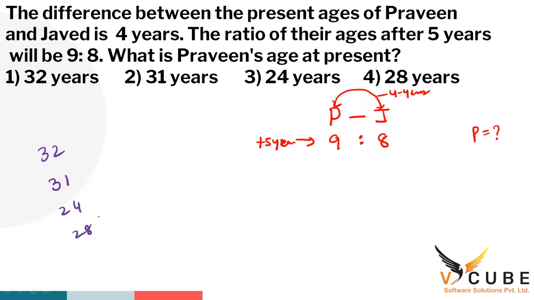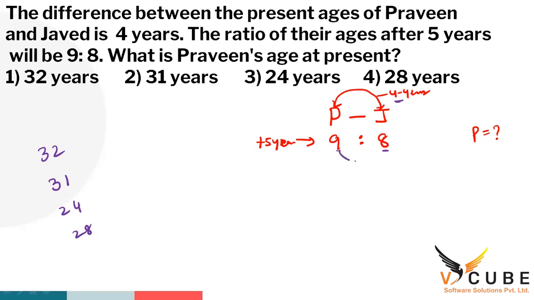Okay, look at the screen, guys. Here, I think no need for pen and paper. Problems can be solved within a fraction of seconds. First of all, I'm going with the basic method. The difference between Praveen and Javed is 4 years. After 5 years, the age ratio is given here, guys. After 5 years, Praveen is 9 parts and Javed is 8 parts. Okay, right.